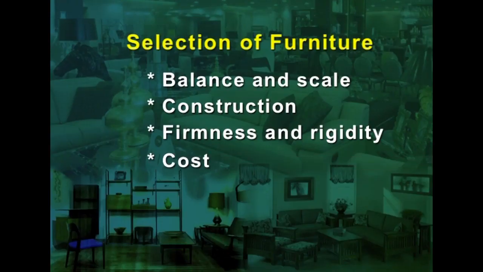Let us now study the cost aspect, which is an important aspect. At the time of selection of furniture, one should be aware of the cost of various furniture. Cost depends upon the materials used, design and construction. One must buy essential furniture first. Furniture should be purchased from well-established shops by comparing the prices.